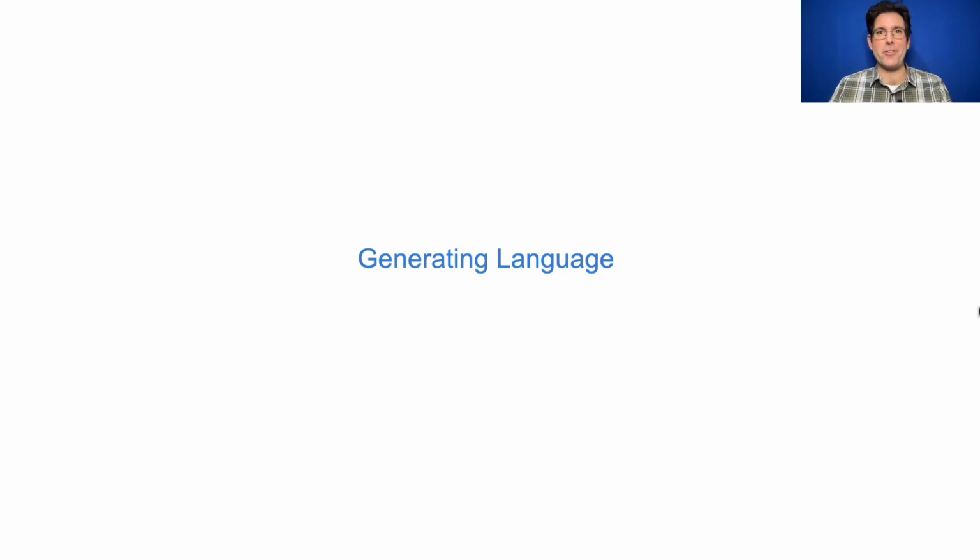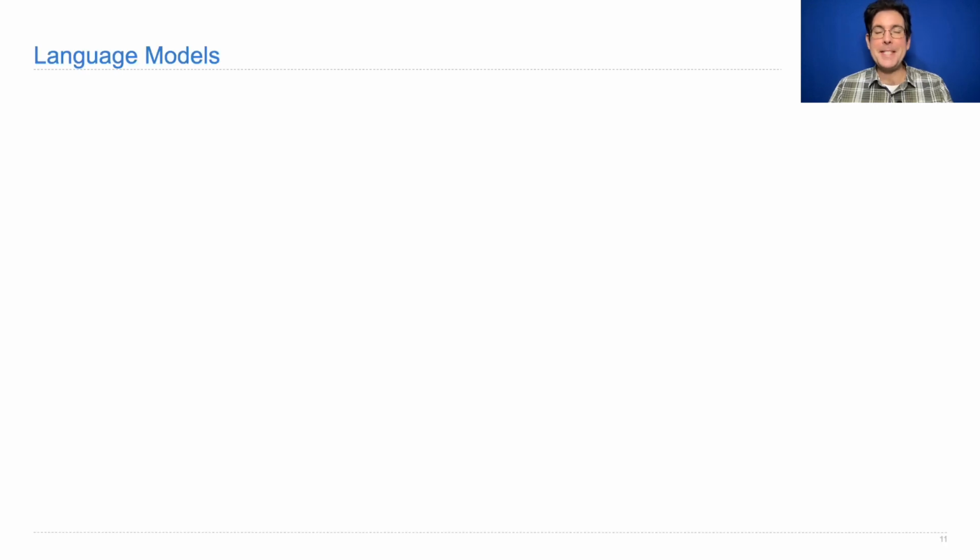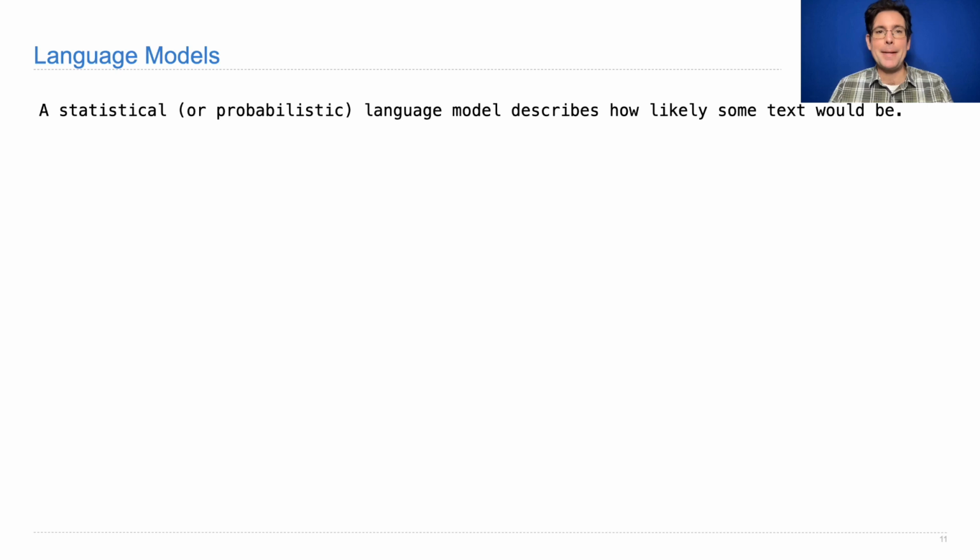Okay, we finally have trees. Now we can stitch them together into new trees representing new sentences. This is actually a form of language modeling, which is one of the big success stories in computer science in the last few years. A statistical language model describes how likely some text would be if you just recorded what people wrote or said for a long time.